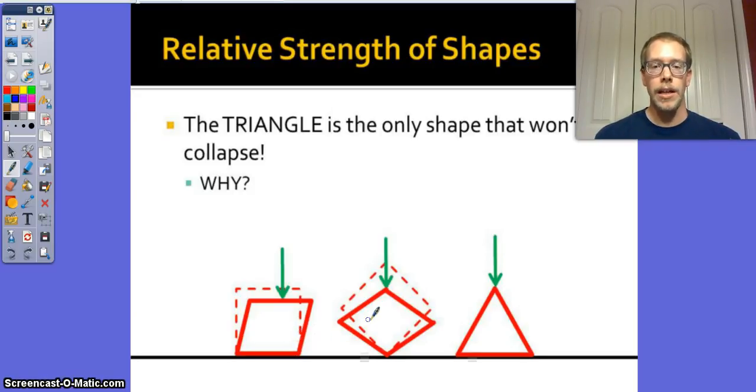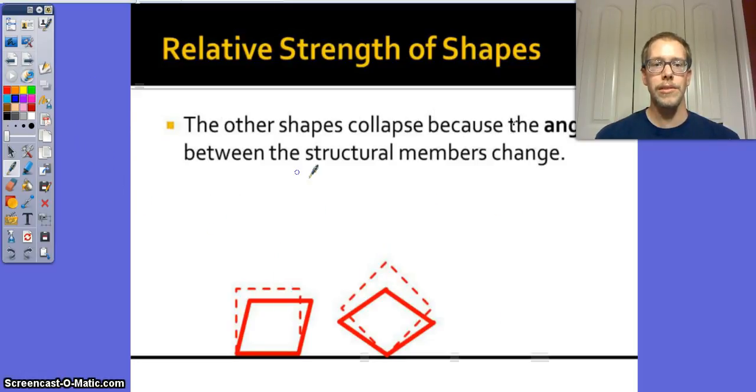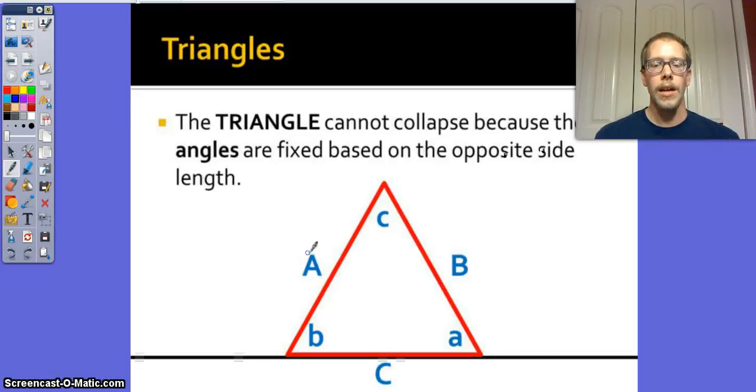This is a rhombus. Notice same thing going on here, but notice what about the triangle? What happened? Even though we applied force, it seems that the angles are still fixed. Turns out that the triangle is the only shape that wouldn't collapse in this situation. The other ones collapse when we apply this force because the structural members did not change, but the angles change. Okay, the angles between those structural members changed.